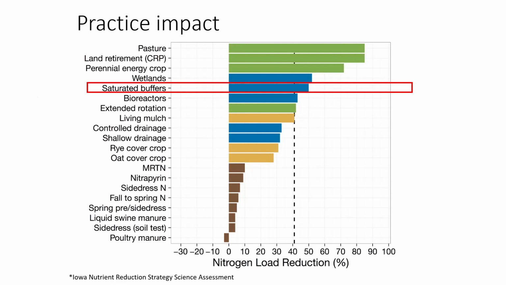I always stress the importance of not only looking at percent of load reduction, but also the overall amount of load reduction. Don't get nervous if you install a saturated buffer and maybe those numbers aren't quite as high as 50%. A lot of times that just means you're treating more water and more nitrogen in the long run if you have a lower load reduction percentage. And that's just because you have more nitrogen to begin with.